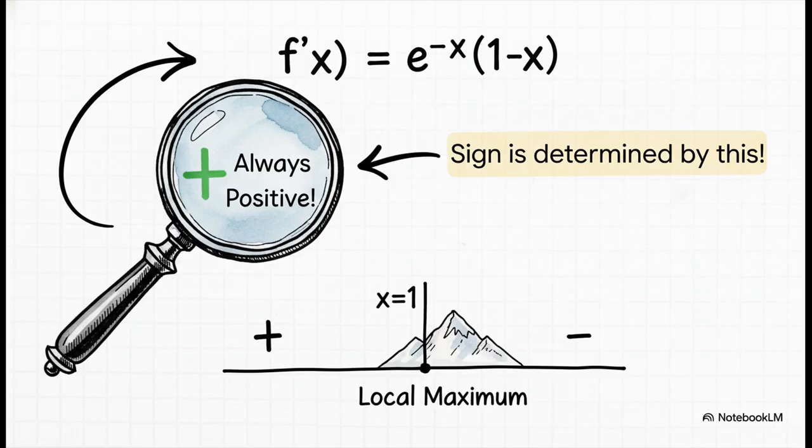This means our only critical point is when 1 minus x equals 0, which is just at x equals 1. A super quick test shows the derivative is positive before 1 and negative after it, giving us a local maximum. See how that one insight made the whole problem fall apart?